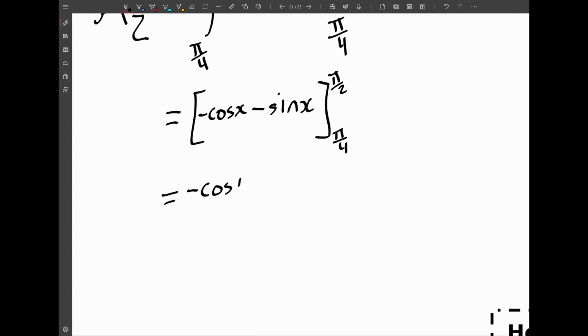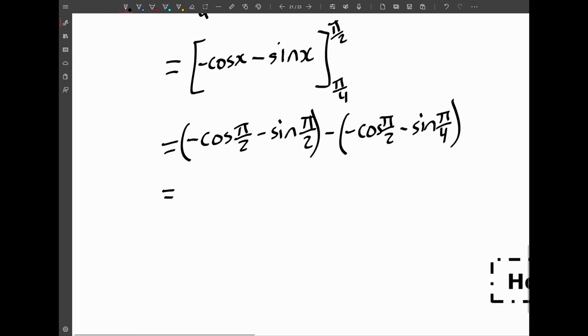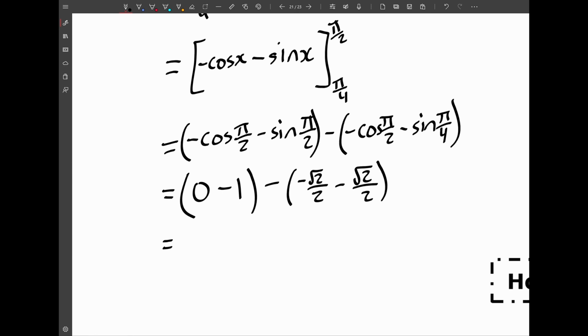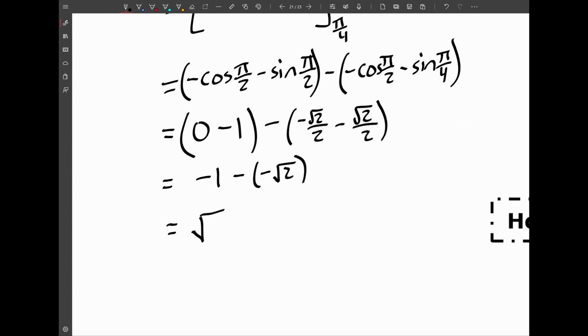Negative cosine of pi over 2 minus sine of pi over 2, minus negative cosine of pi over 4 minus sine of pi over 4. Cos of pi over 2 is 0. Negative 0 is still 0, so that's 0. Sine of pi over 2 is 1, so it's minus 1. Minus, negative cosine of pi over 4 is going to be negative root 2 over 2. And negative sine of pi over 4 is also negative root 2 over 2. Which gives me negative 1 minus negative root 2, which of course finishes to root 2 minus 1.